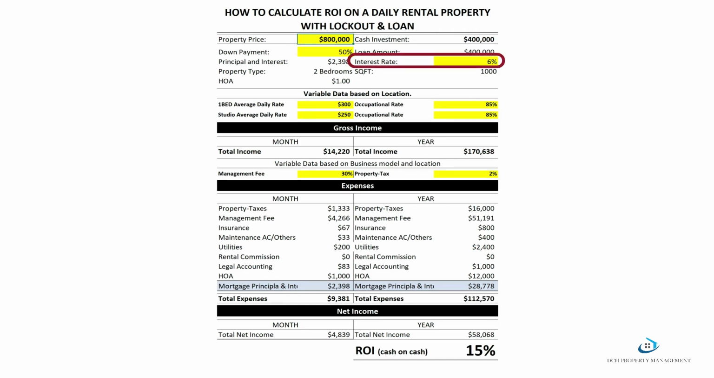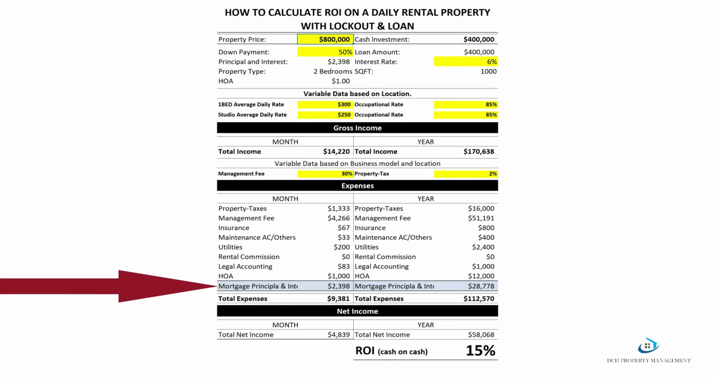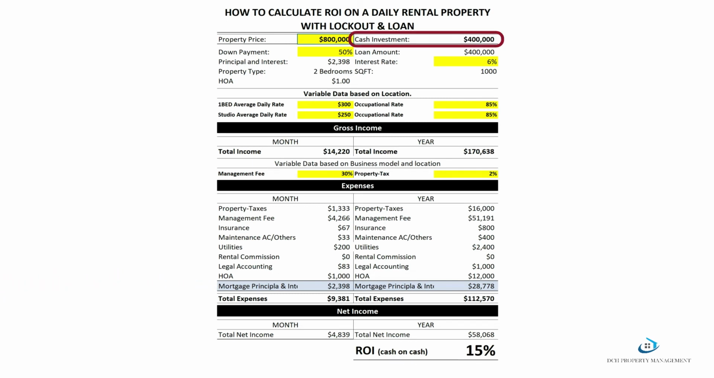Now, let's review it with a 6% interest rate. We have a principal and interest amount of $2,398. Although the principal and interest payment is not used to calculate the net operating income, we are going to place it as an expense, to be able to calculate the ROI, or return on the investment, on the cash invested only. Remember, we now invested in this example 50% of the total purchase price, a total of $400,000. Giving us again an ROI on the cash invested of 15%.